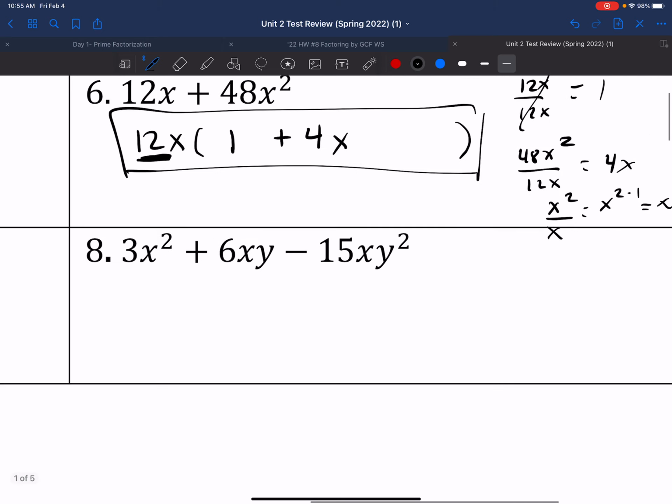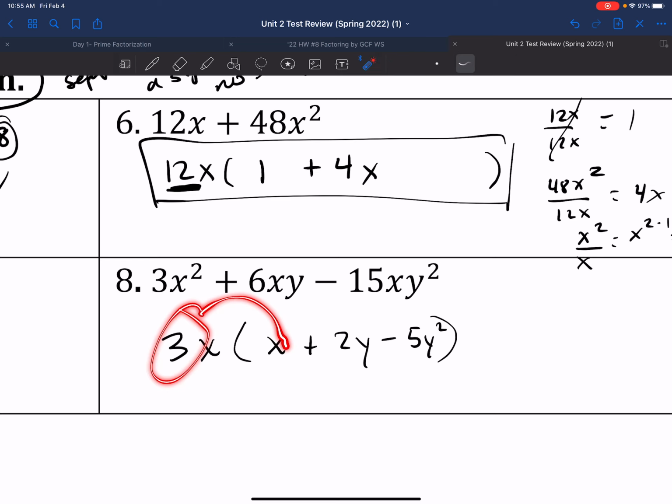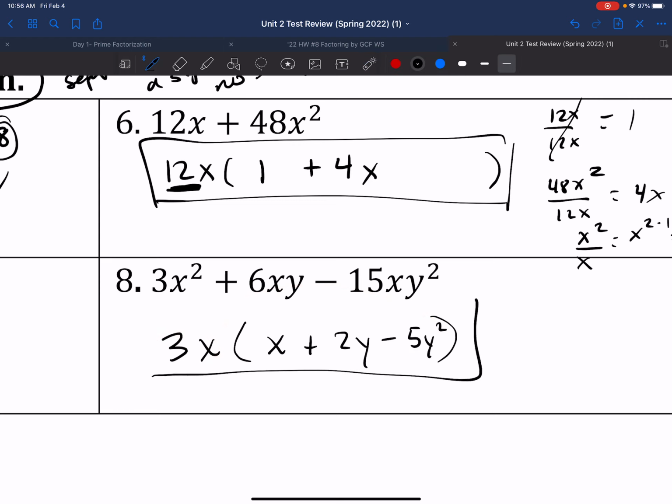Okay, let's go ahead and take a look. I see that they all have x's, but they don't have a y, so I'm going to write 3x, and then get x plus 2y minus, I don't know, 5y squared. Let's see. So 3x times x is 3x squared. 3x times 2y is going to be 6xy. And then 3x times negative 5y squared, that's going to be negative 15xy squared. So this is indeed the answer.